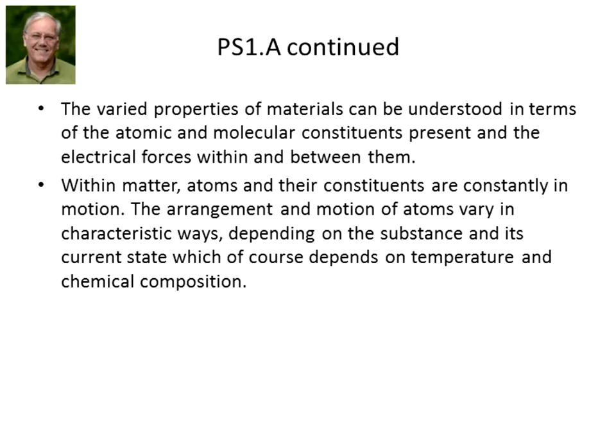The other important part here is part of the atomic hypothesis that Feynman mentioned: within matter, atoms and their constituents are always in constant motion, and the arrangement and motion of atoms vary in characteristic ways, depending on the substance and its current state. And that really depends upon the temperature and the chemical composition. So understanding how molecules are put together, their arrangement, and the temperature will really tell us a lot about how different types of substances will behave.